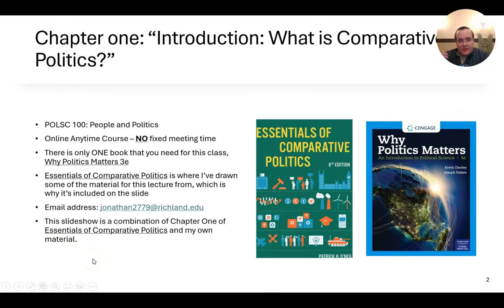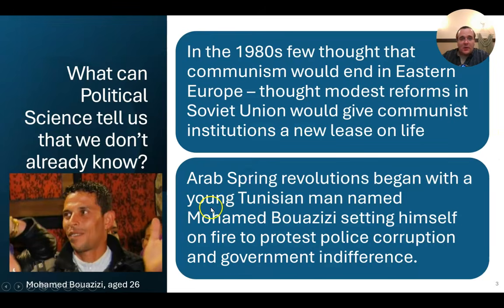So this is a combination of Chapter 1 of Essentials of Comparative Politics and my own material. And again, I'm showing you what other subfields of political science look like. So what can political science tell us that we don't already know? We know from Chapter 1, political science is a social science. It's the study of human behavior, in our case, in the political spectrum.